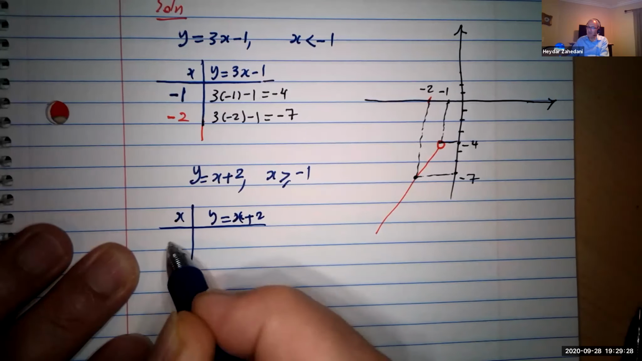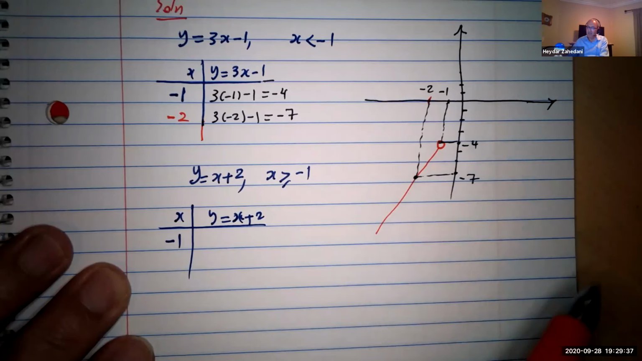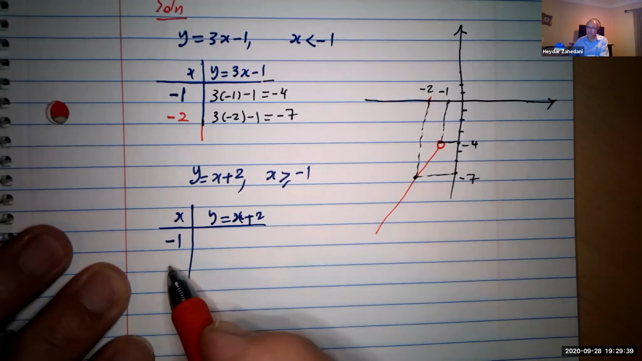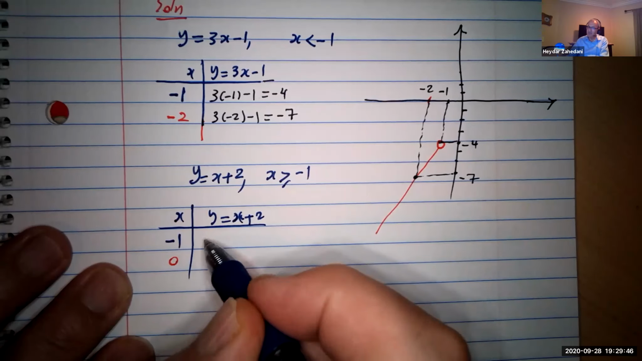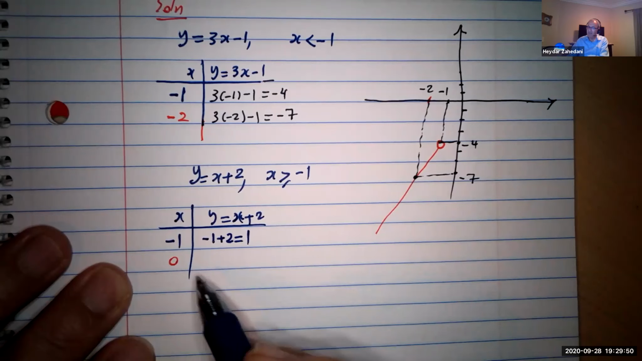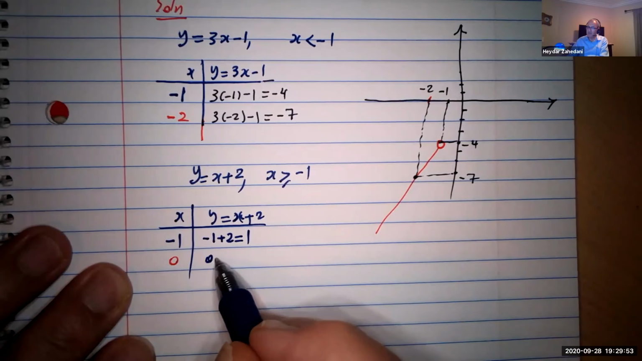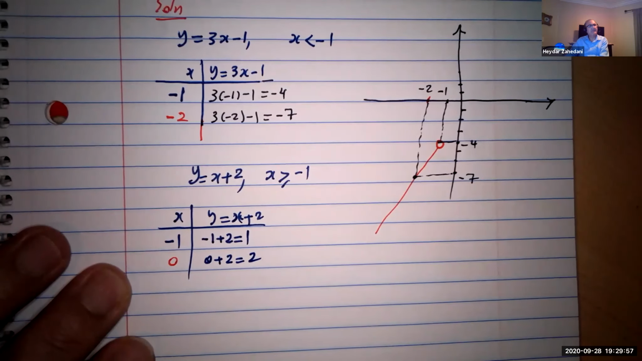Again, you start with the negative 1. Negative 1 because this is your limit. But it's going to be negative 1 up. So you need something up, something bigger than negative 1, like 0. Okay? Like 0, you substitute. So that gives you negative 1 plus 2, which is going to be equal to 1. Okay, you put the 0, so that gives you 0 plus 2, which gives you 2. Any question? That's it. We have 2 points.